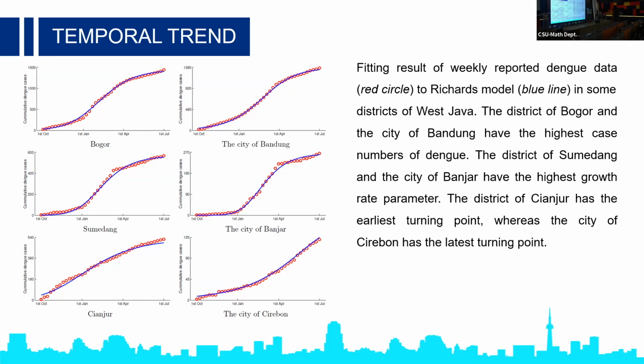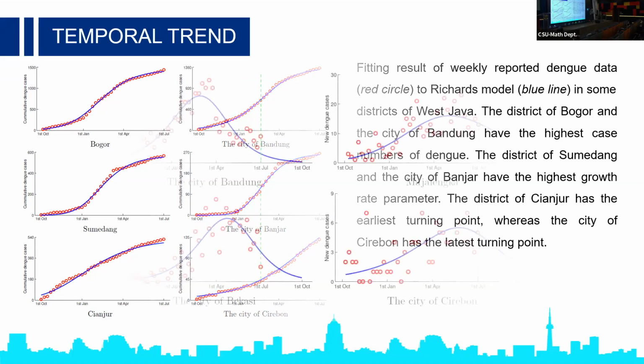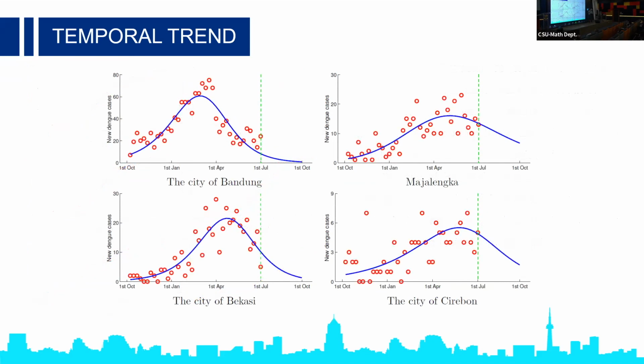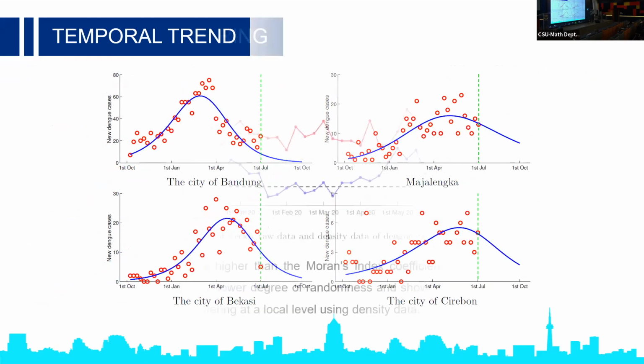So Bogor and Bandung have the highest case numbers, but Sumedang and Banjar have a very high potential to spread dengue cases. The district of Cianjur has the earliest turning point, whereas the city of Cirebon has the latest turning point based on our temporal trend result from the Richards curve. And this is the hotspot map for Bandung, Majalengka, the city of Bekasi, and also Cirebon.